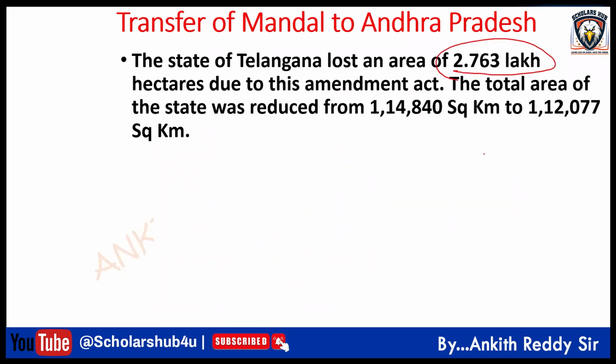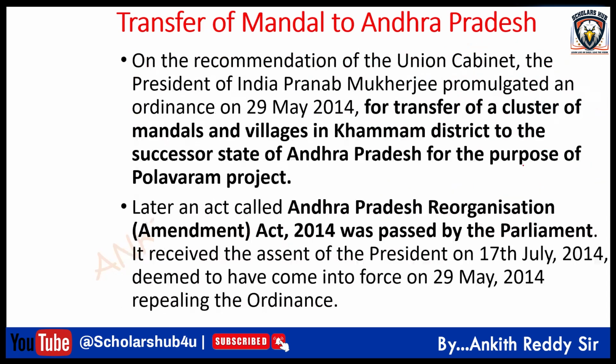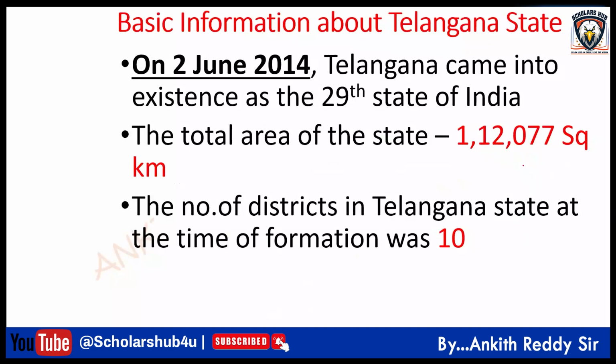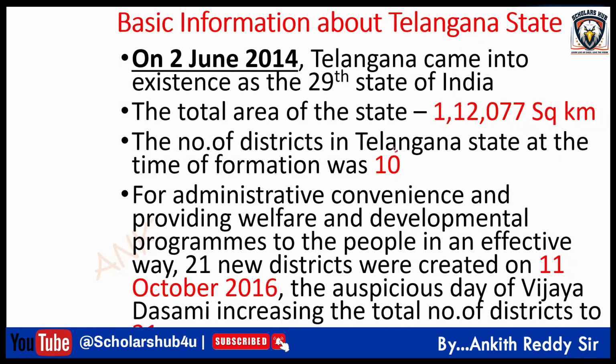2.73 lakh hectares of land was given to AP. So the total present geographical area of Telangana is 1,12,077 square kilometers. Okay. Is it clear up to here? Any doubts? So when Telangana state was formed, what was the number of districts? 10, right? So there are 10 districts.